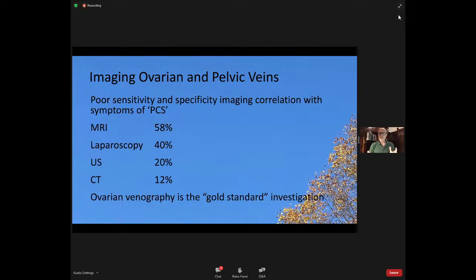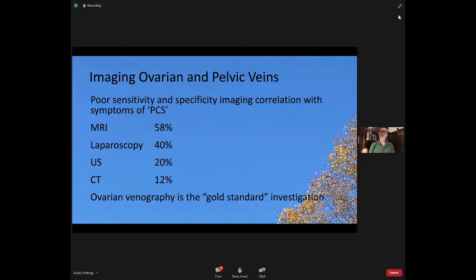And here we are in this conundrum of how do we assess this complex problem? How do we image it? Well, MR is probably one of the best non-invasive imaging, but even with that, the specificity and sensitivity is not particularly great. Laparoscopy reported as 40%. I'm dubious of that, but now many gynecologists are doing laparoscopy without CO2 insufflation before they look into the pelvis to improve their chance of seeing the veins.